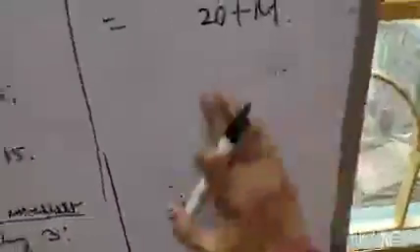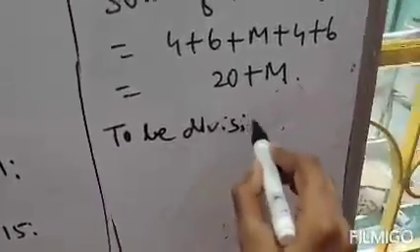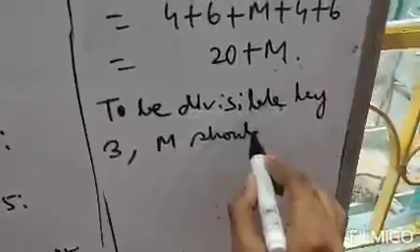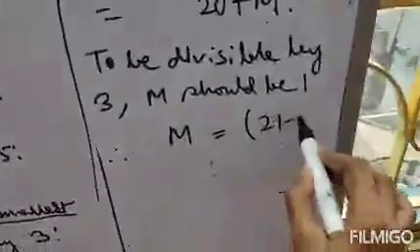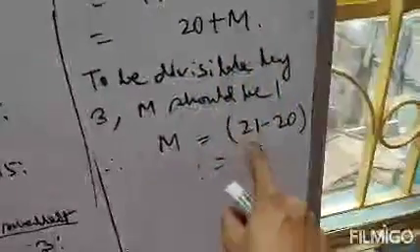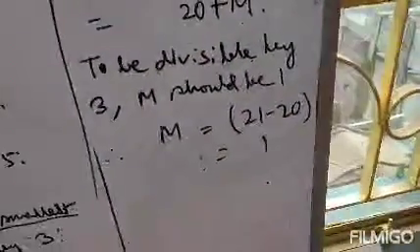So just write: to be divisible by 3, m should be 1 because the question says smallest whole number. That means the sum is 20 plus 1, 21. Clear? So what is the answer? m would be 21 minus 20. That means your answer is 1. m is 1. Why? Because if m is 1, then the sum is 21. So we have to subtract 20 from 21 and we will get your answer. The answer is 1.